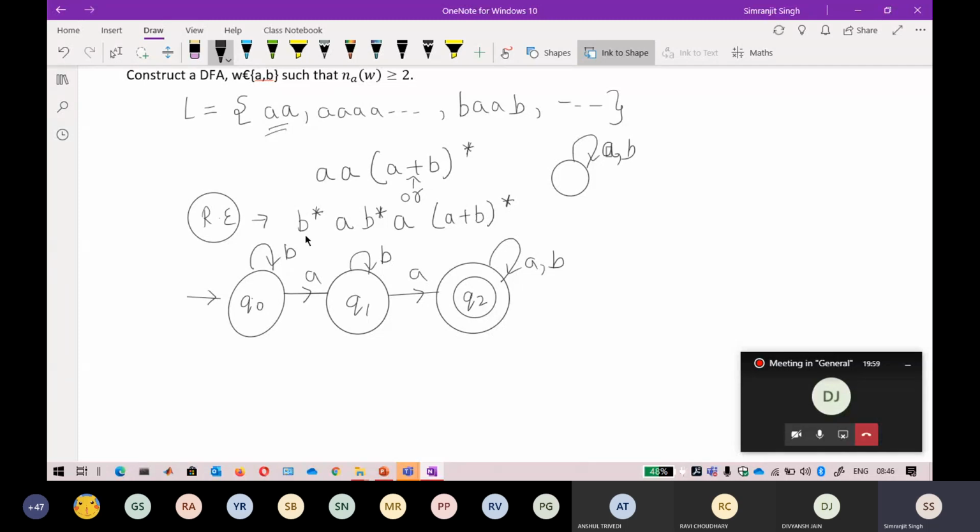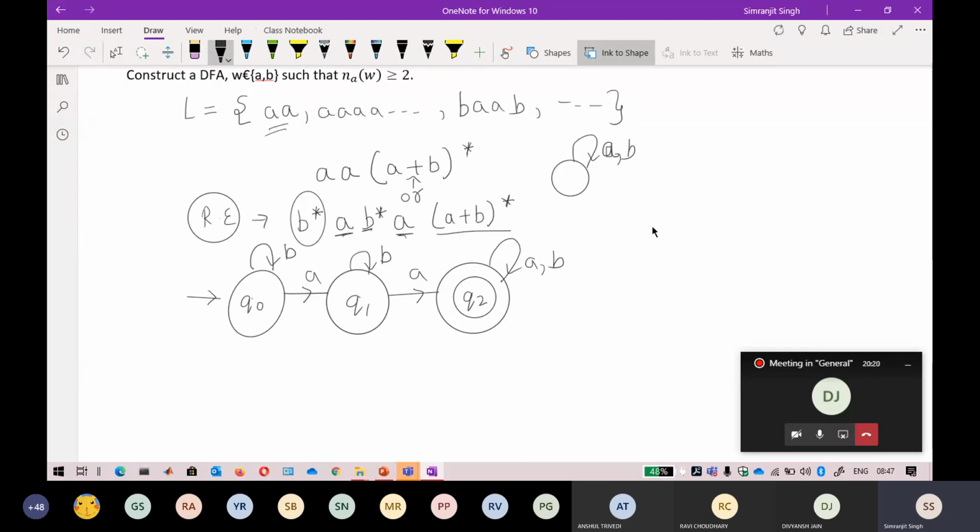Okay, so if you see the notation here, this notation represents a self loop. It is followed by this. Again, it is A here, and again there is a self loop here. It can also be represented like this. Again, it is followed by A. After that, any number of A's and any number of B's can come, so it is again denoted by a self loop on the final state.